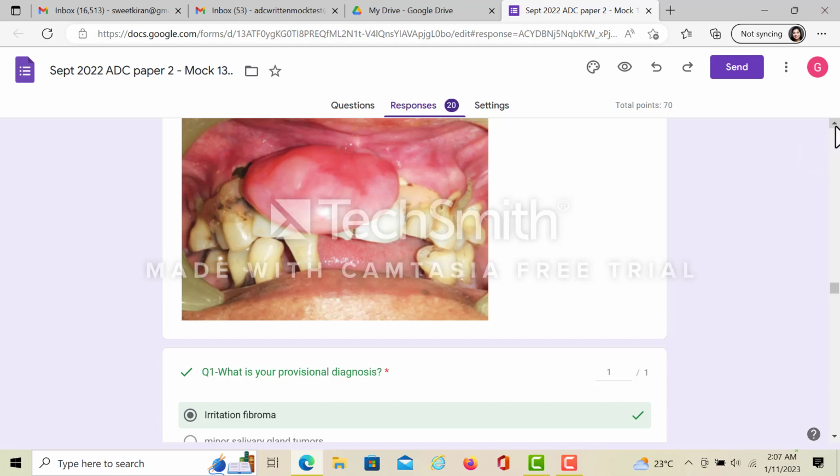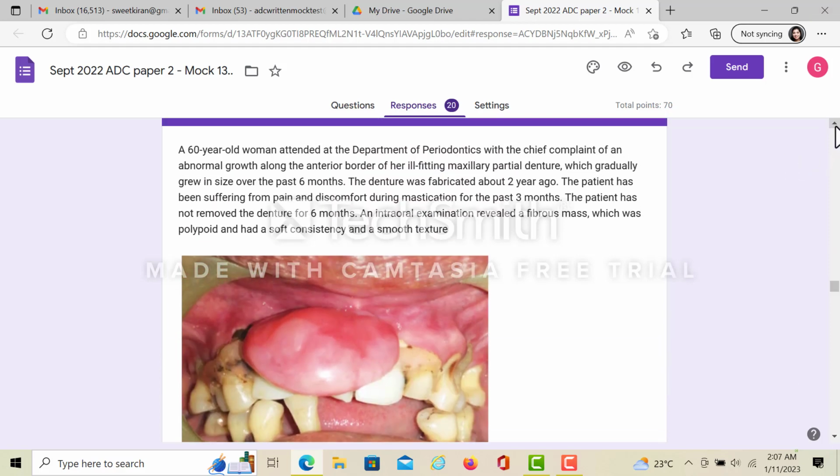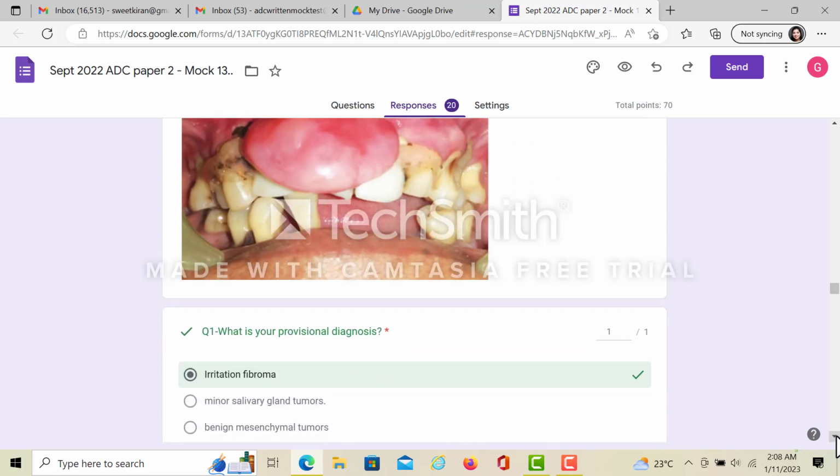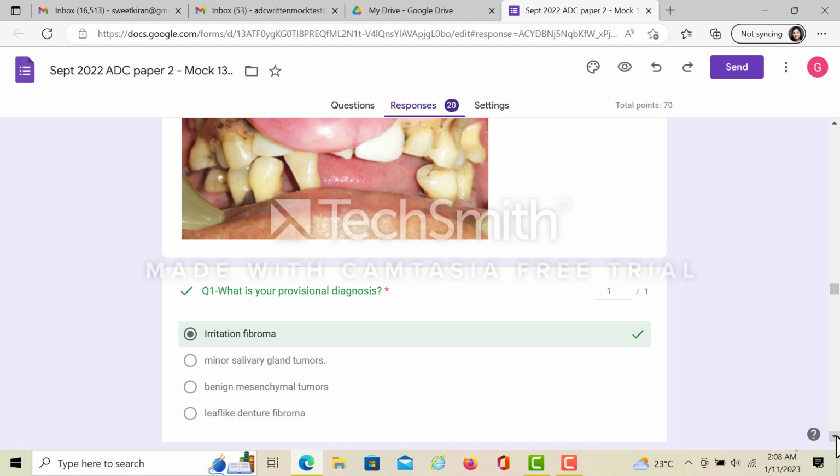Now see, let's go back to the question. The question says that the patient is wearing the denture for 6 months continuously. She's not removing it. So much debris and poor oral hygiene is going to irritate the tissue. Plus, the site is also matching where chronic hyperplastic fibrosis can take place in the maxillary denture area, which is most common. And then you have this mass of tissue right near the anterior border of the maxilla. It can be something else, but given the history of the denture fabricated 2 years ago, not removed for the past 6 months, and the patient still continues to wear it in spite of having pain and discomfort, it points to irritational fibroma.